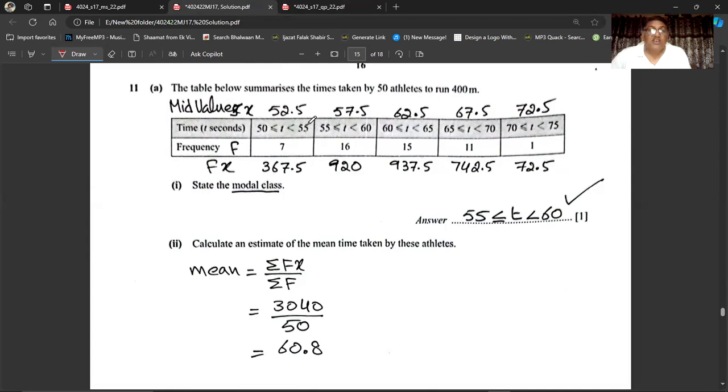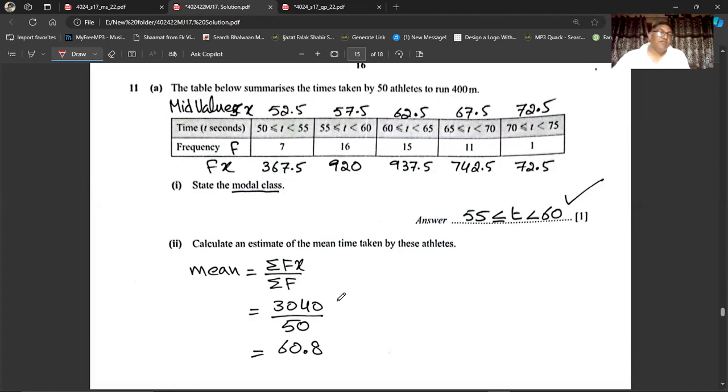That will be Fx. So 52.5 multiplied by 7, that is 367.5. 57.5 multiplied by 16, that is 920. 62.5 multiplied by 15, that's 937.5. 67.5 multiplied by 11, that is 742.5. And 72.5 multiplied by 1, that's 72.5. So then I will add up all the Fx values. That is 367.5 plus 920 plus 937.5 plus 742.5 plus 72.5, and that equals 3040.